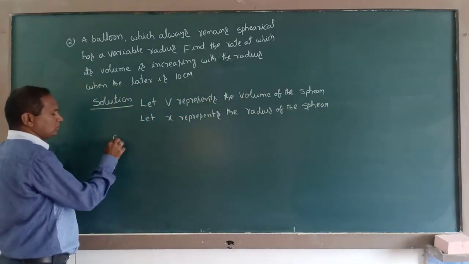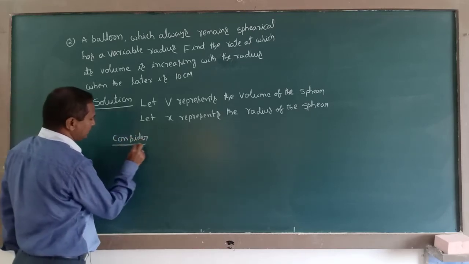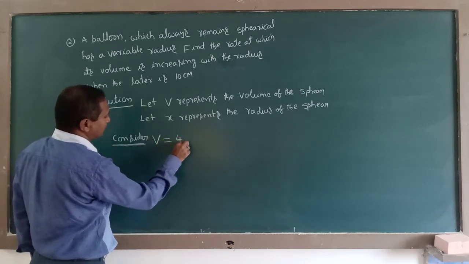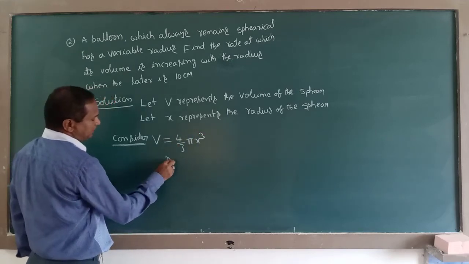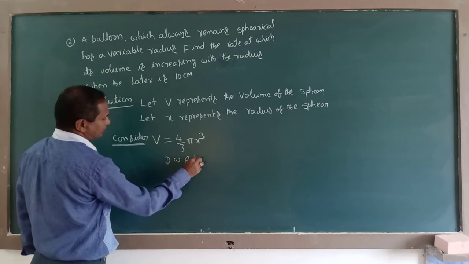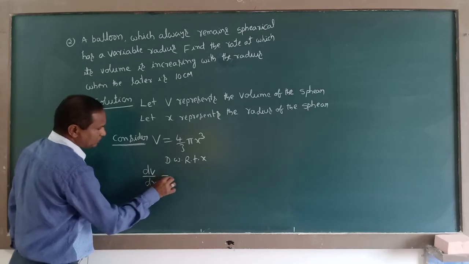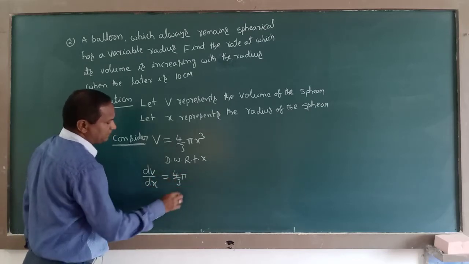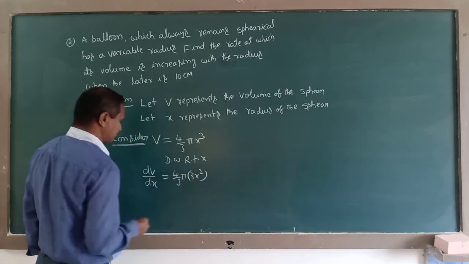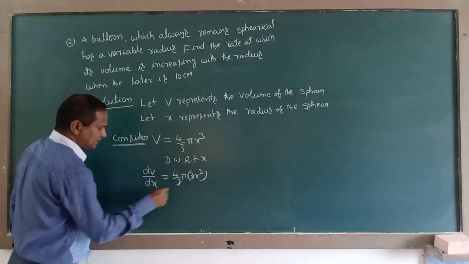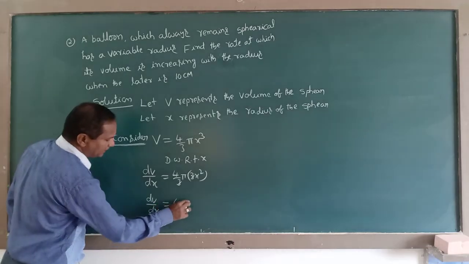Consider V is equal to the volume of the sphere formula: V is equal to 4 by 3 pi x cube. Now differentiation with respect to x: dV by dx is equal to 4 by 3 pi, a constant, times the derivative of x cube, which is 3x square. The 3 cancels. Therefore dV by dx is equal to 4 pi x square.